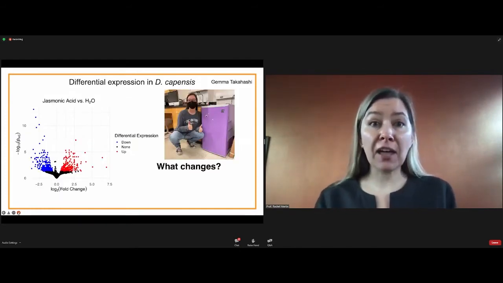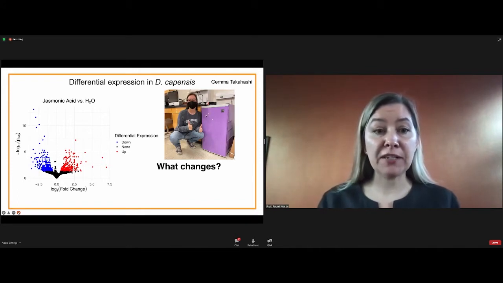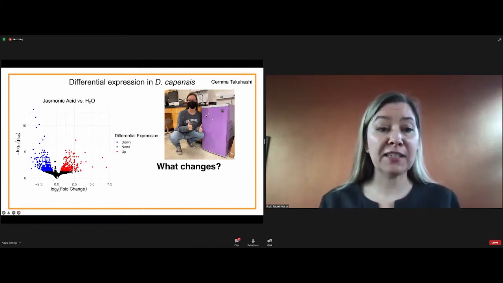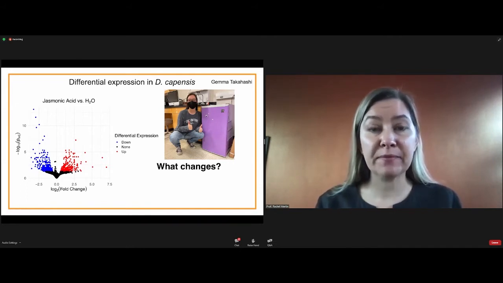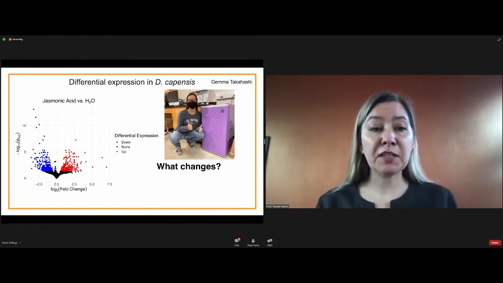So we do get a lot of genes that are differentially expressed, where you get either more or less in response to the feeding behavior. And notice that we have plenty of both. The blue ones are things that were expressed less than in the control, and the red ones are things that are expressed more.